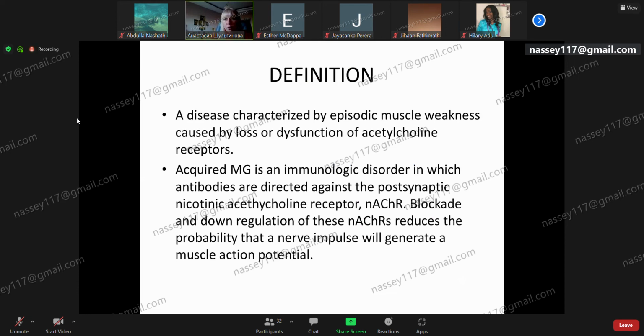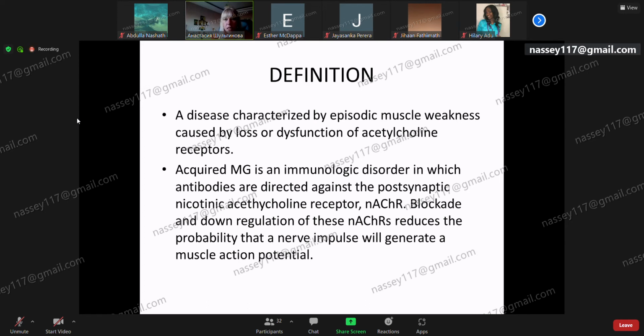Definition firstly, yes, what is myasthenia gravis? This is the disease characterized by episodic muscle weaknesses caused by loss of dysfunction of acetylcholine receptors. In another way, we can say that myasthenia gravis is the disorder of the neuromuscular junction leading to the appearance of pathological muscle weaknesses. As you like. This is not a mistake. You can describe it in your classes in one way or another.